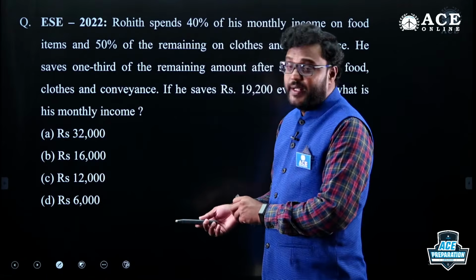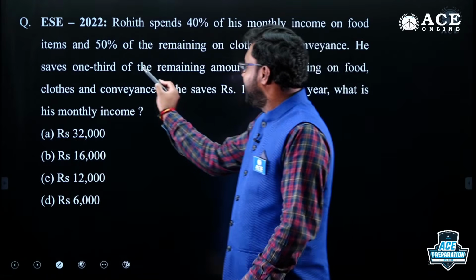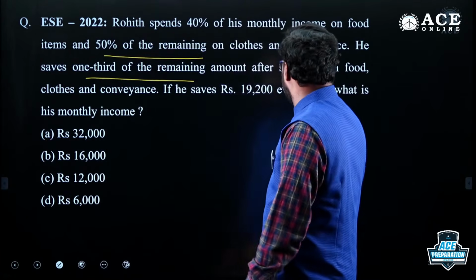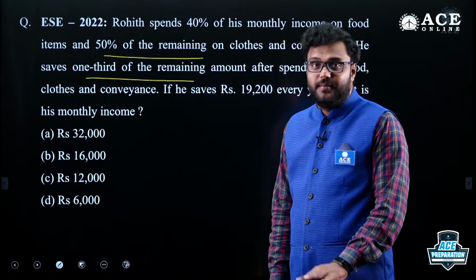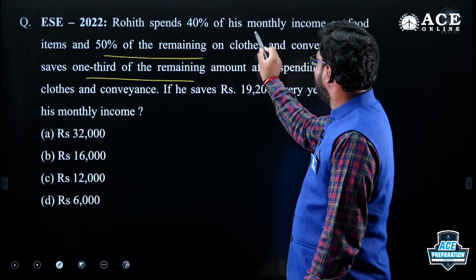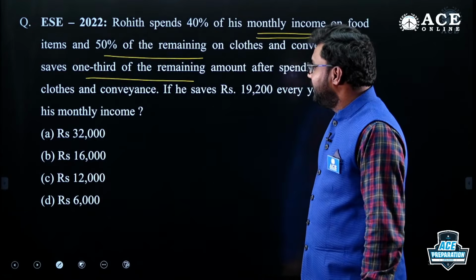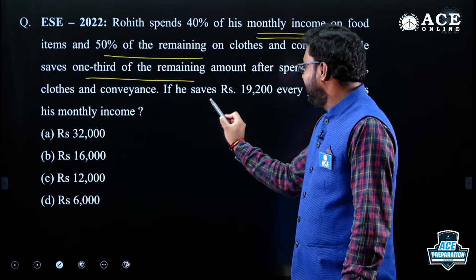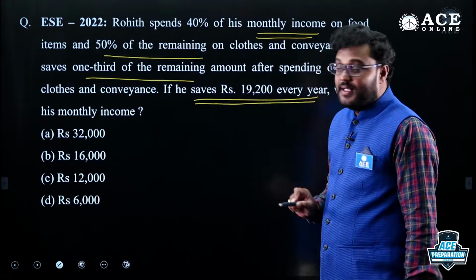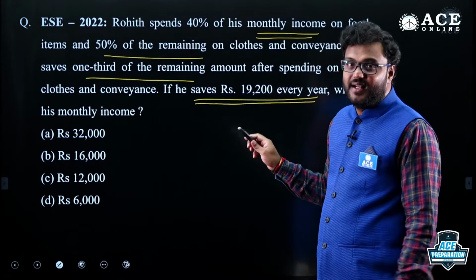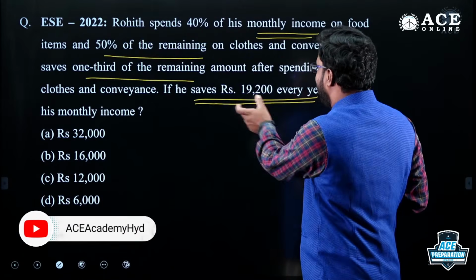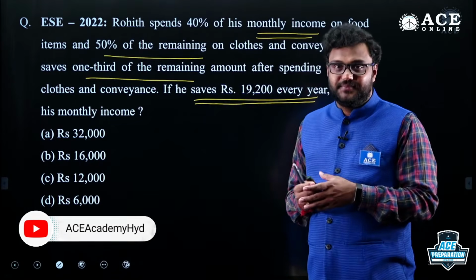Here, SSC 2022 recent paper, 50% of the remaining, 1/3 of the remaining. They use the word remaining likewise, so we have to be a bit alert. And in this question especially, they are asking about monthly income. They given monthly income, but here they given savings per year. Savings per month also we require. Generally, monthly income means how much you are saving per month. But they wantedly given a bit tricky way, they given saving per year.